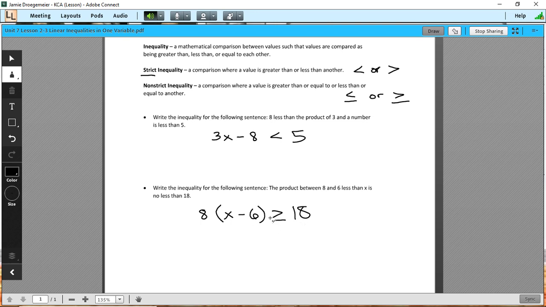So when we're dealing with those sentences and writing them as inequalities, we want to pay special close attention to the phrasing there and the words that they're using.